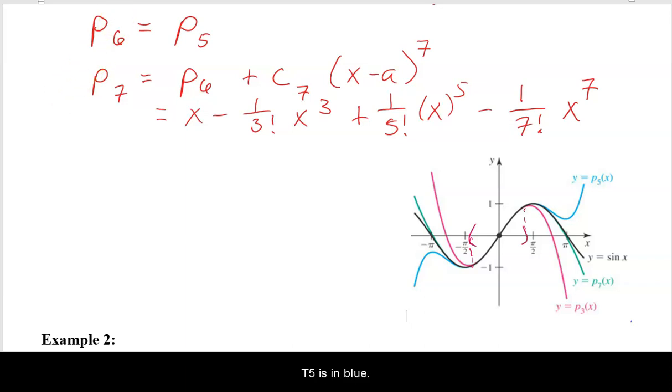P5 is in blue, and I don't know if I really have a very good blue, but I'll try this one. In blue, it looks like I can see a difference maybe here and maybe here. You can see that I can get much further away from the center 0, and I still have a decent approximation with P sub 5.